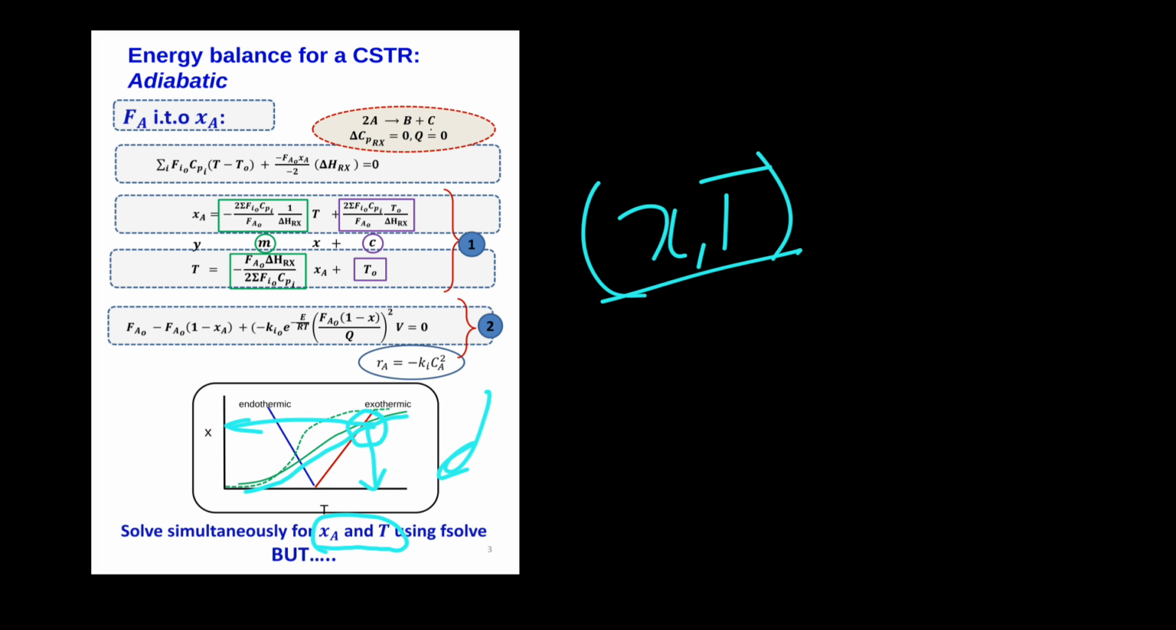So I can now graphically determine the solution for my conversion temperature relationship in a specific CSTR reactor, or I can use fsolve to get an exact answer. The graphical solution, what is cool about that is it gives me a very good idea of the first guess for my X, T variable set that I would like to solve in my solver.